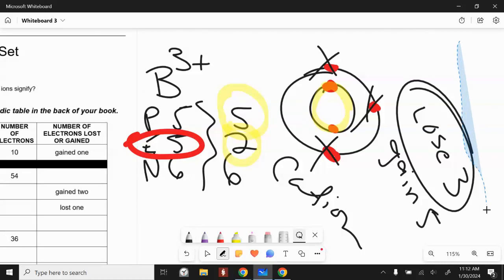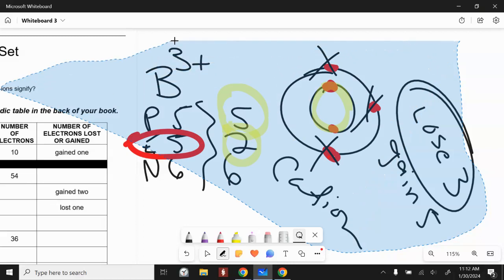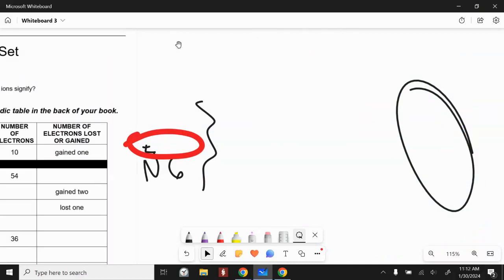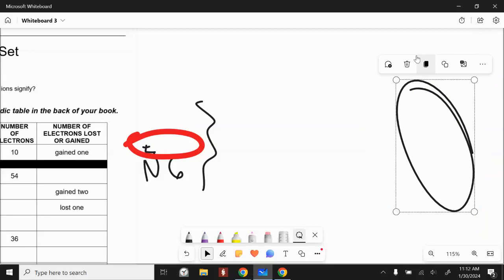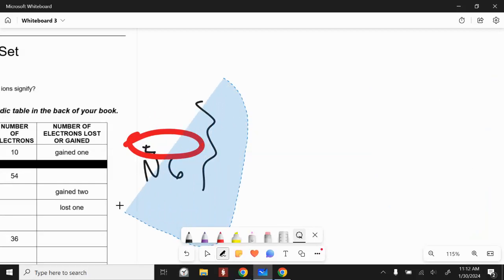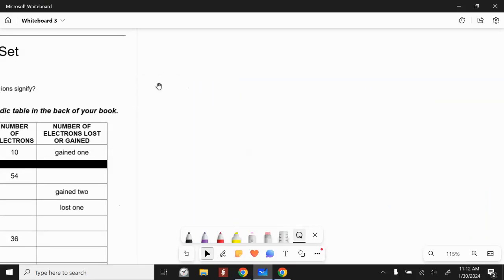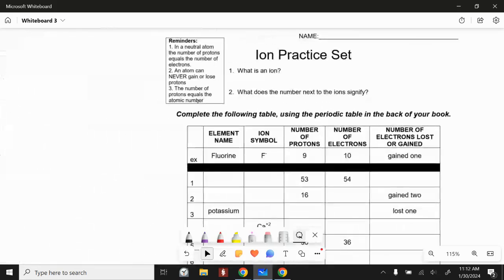Okay, I'm going to select all this, get rid of it. Ooh. That's a mess. I'm going to move this back over.